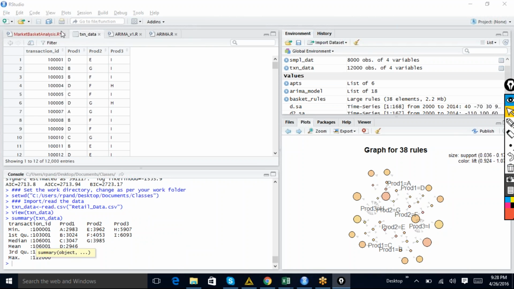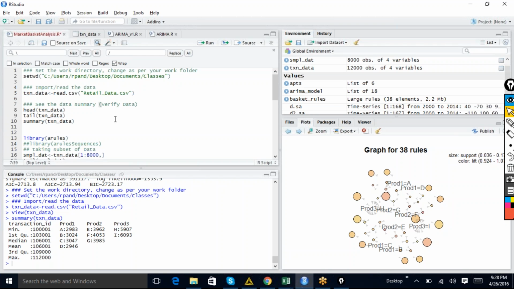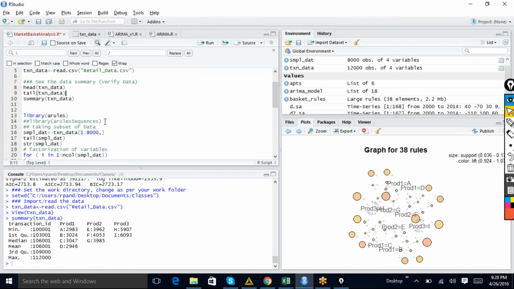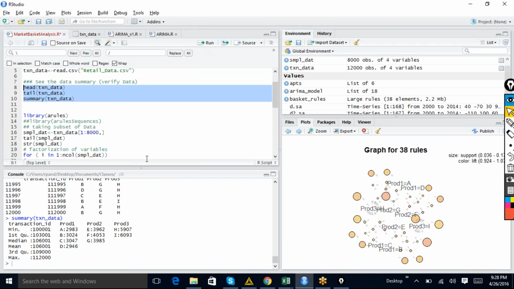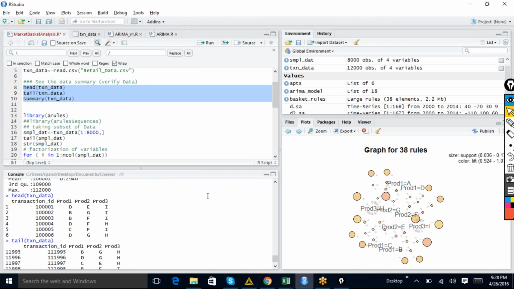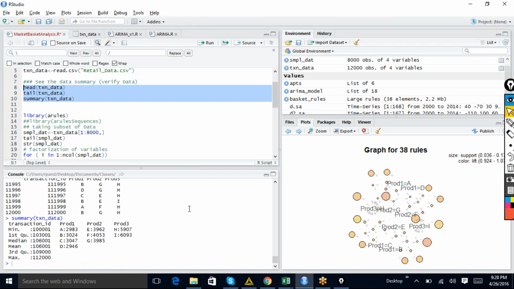So let me go back to the R code. Head, tail, summary, you guys know, we have done it a number of times, so you can just do it again to visualize the data and see how it looks. So the summary has been generated. Head will give us the top 6 rows, tail will give us the bottom 6 rows, and summary will give us the overall summary that I just plotted for you.